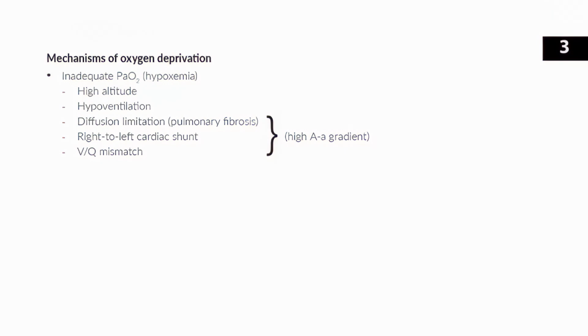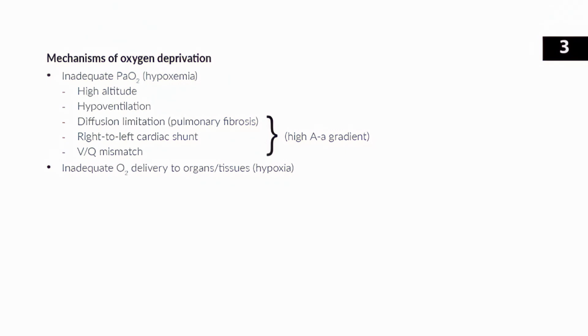And then a VQ mismatch will also give you a high AA gradient. We'll talk about VQ mismatch in the next video, but it's essentially another form of shunting blood away from the alveoli. So one more time, in all three of these, there's a big drop-off between the amount of oxygen in the alveoli and the amount of oxygen in the blood, and that gives you a high AA gradient. Very, very important concept. Our second way that the body can be deprived of oxygen was inadequate oxygen delivery to the tissues.